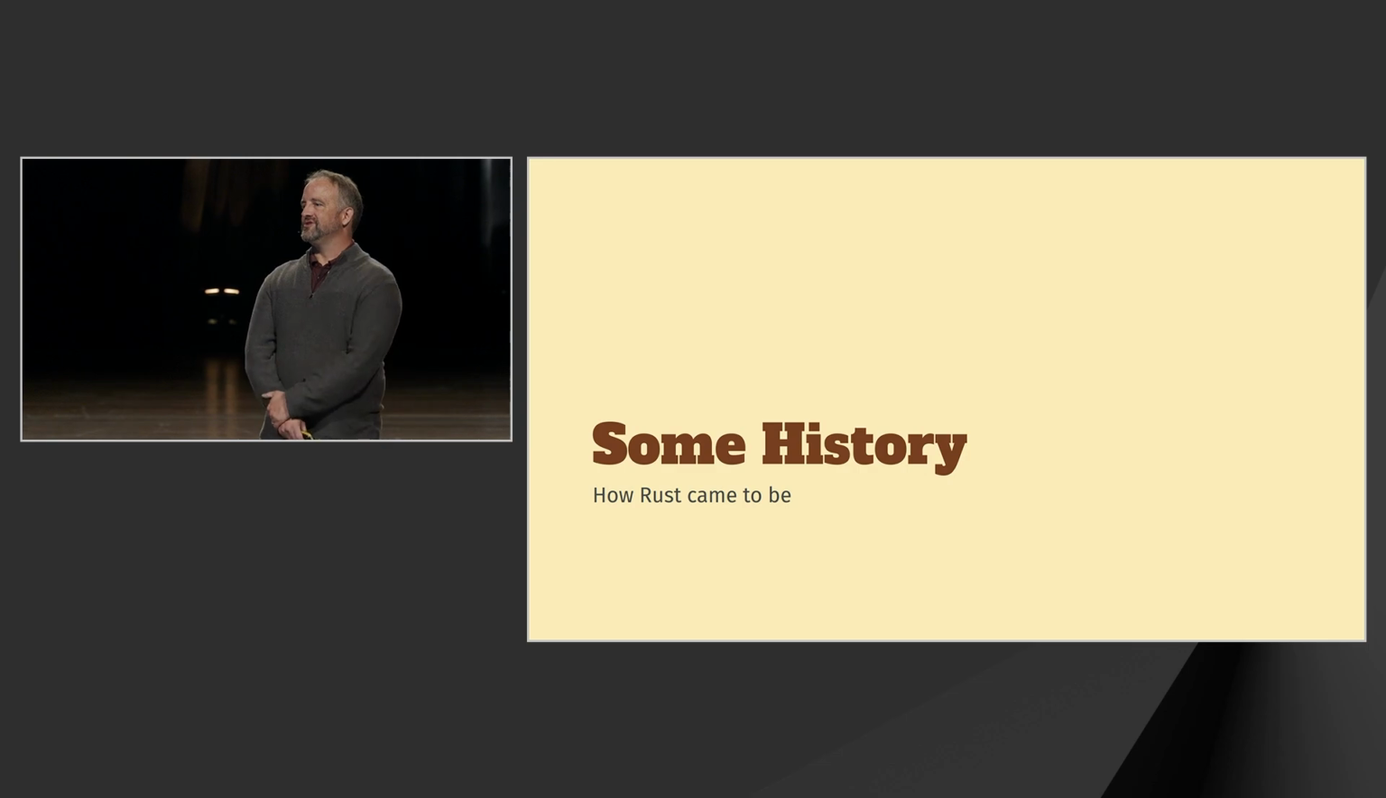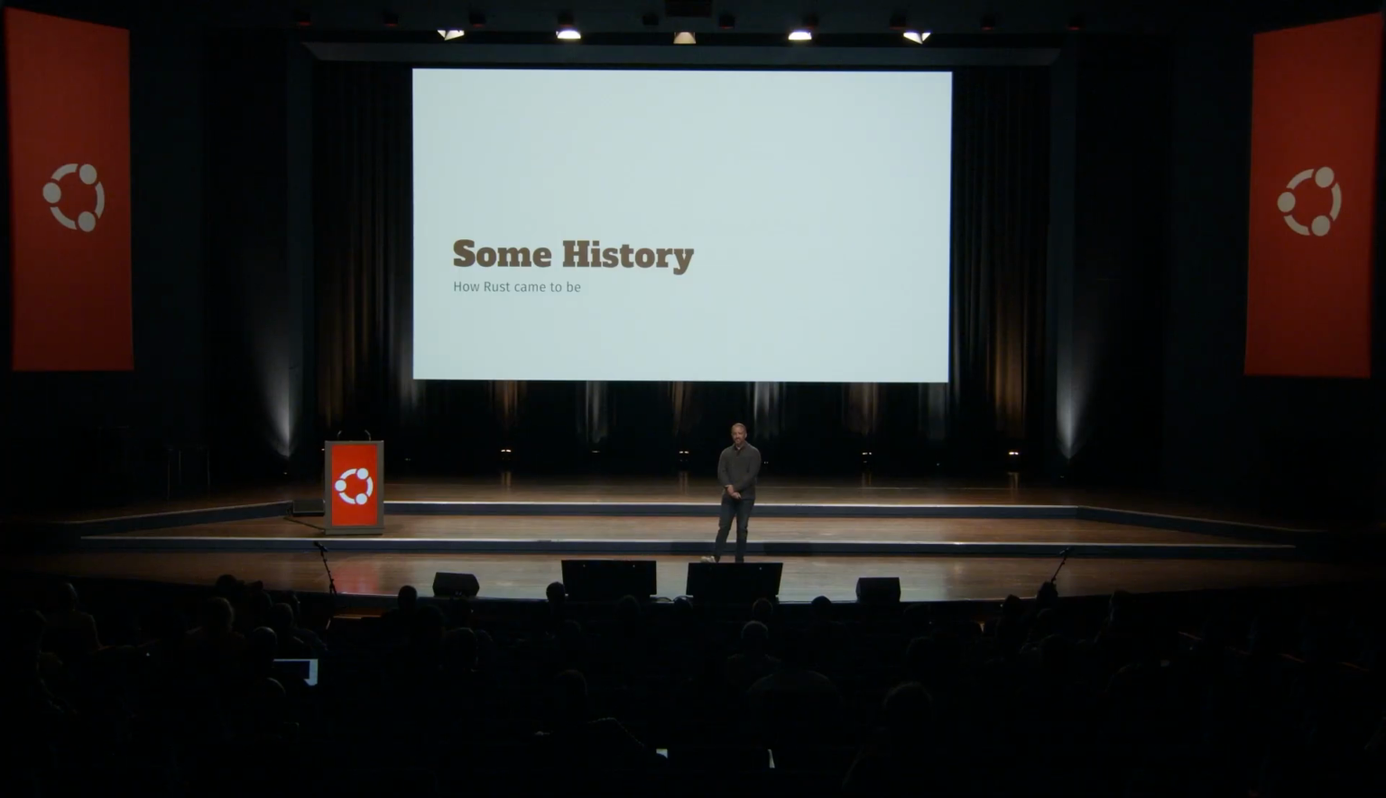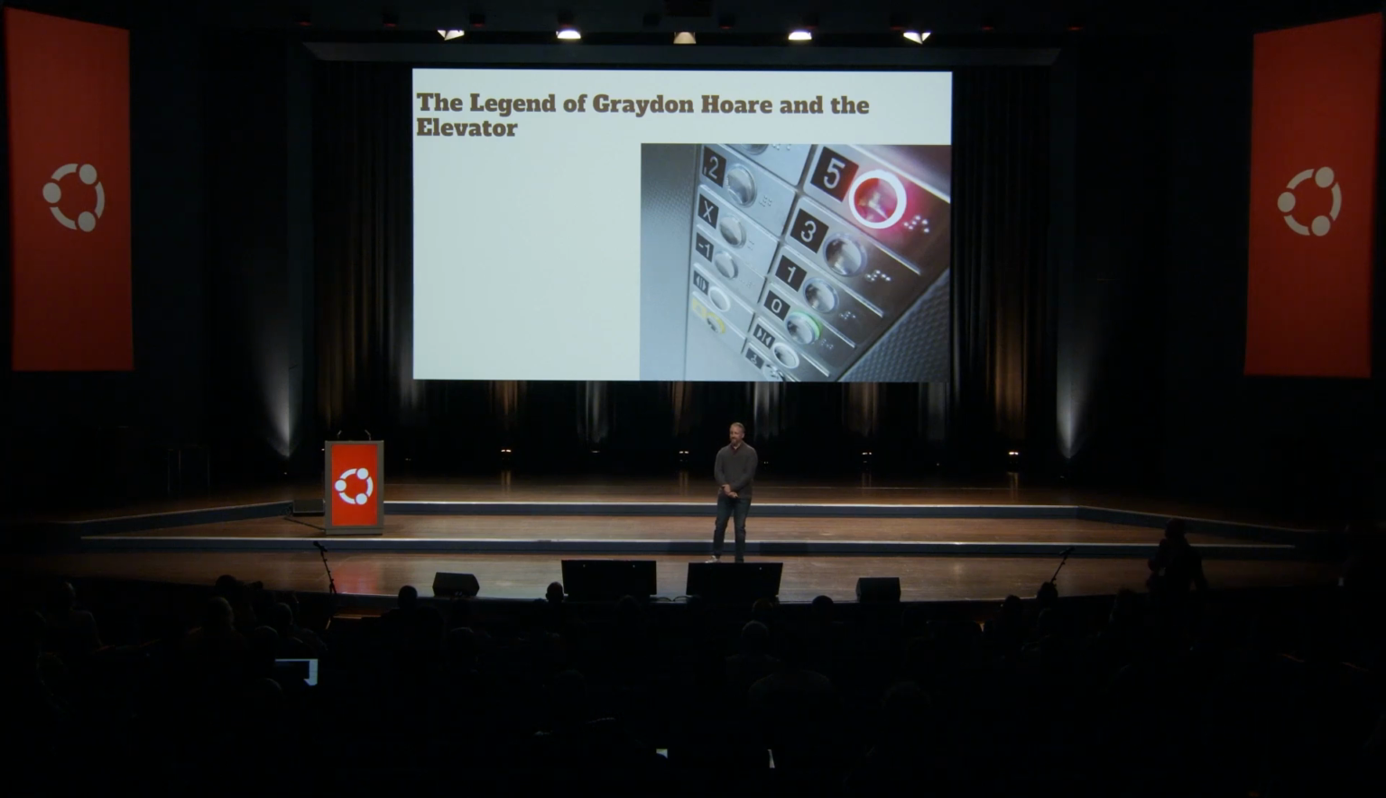So that was our introduction to Rust, and now I'd like to share a bit of the history of Rust, how we got to where we are. I want to start off with what I've called the legend of Graydon Hoare in the elevator. This is somewhat rooted in truth, but I'm calling it a legend because I'm going to embellish the details a bit to make the point I want to make a little bit better, or to tell the story in a more entertaining way.